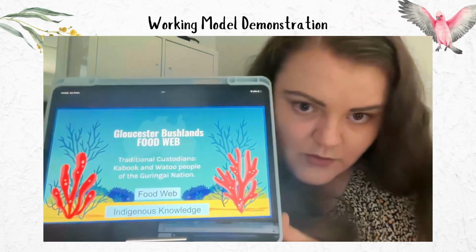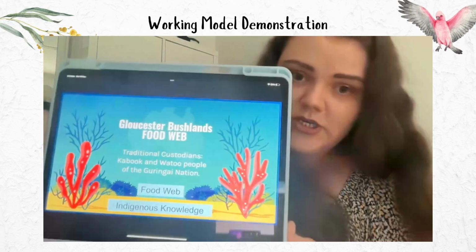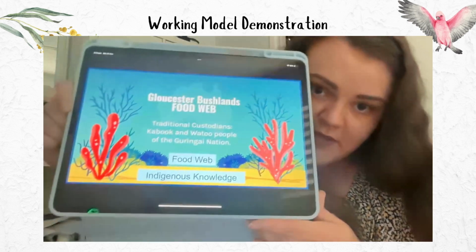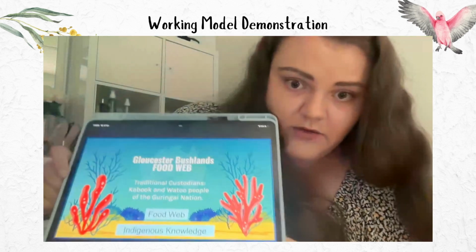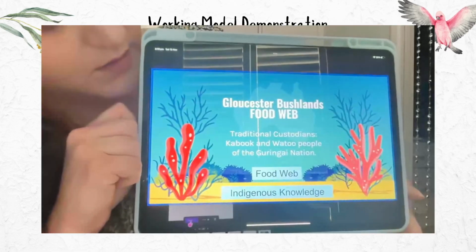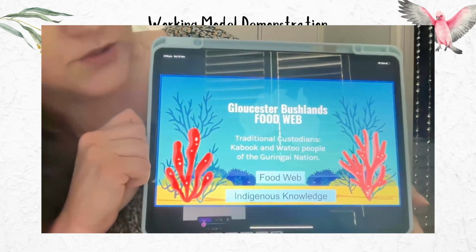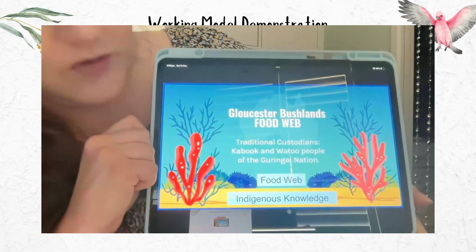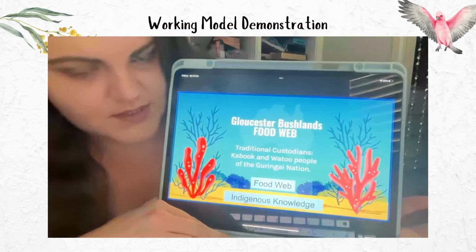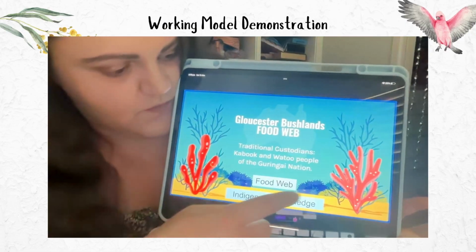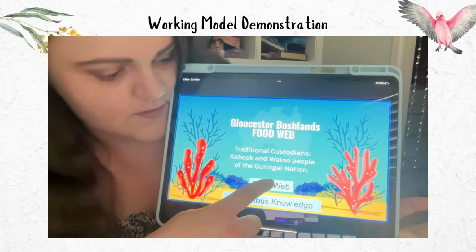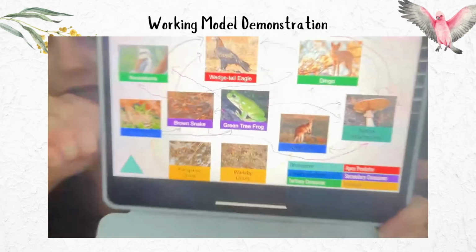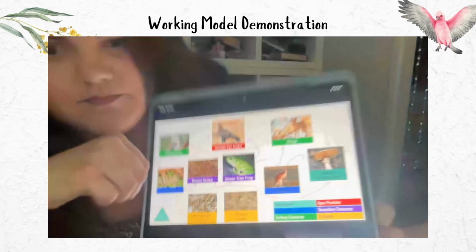Now, the working model will be presented in class by students on a projector screen. However, this is what it will look like when they're working on it on their iPads. My chosen ecosystem is the Gloucester bushlands, and the traditional custodians of this land are from the Gurunga Nation. To navigate through the food web, we'll first click on our hyperlinks. This one will take us to the completed food web.